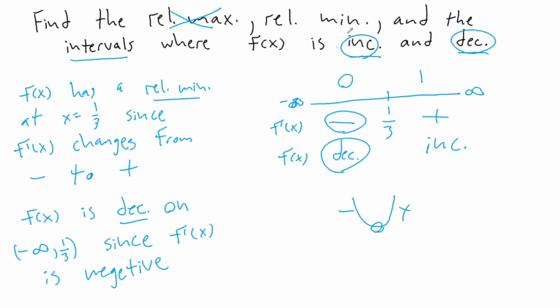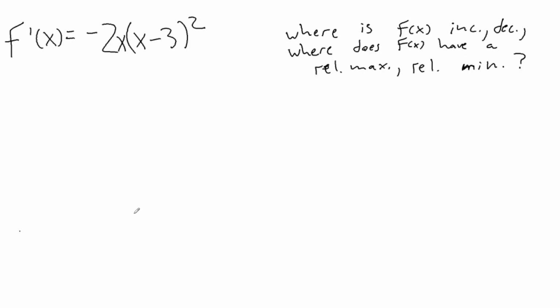And then for the increasing statement, it's the same thing. We would write f of x is increasing on 1/3 to positive infinity, since f prime of x is positive on that interval. So it's increasing. Okay, here's a practice problem. You can go ahead and pause the video and do it on your own if you want to. But this time, make sure you note that we're given f prime of x rather than f of x.